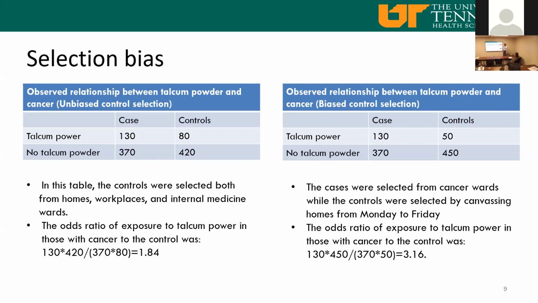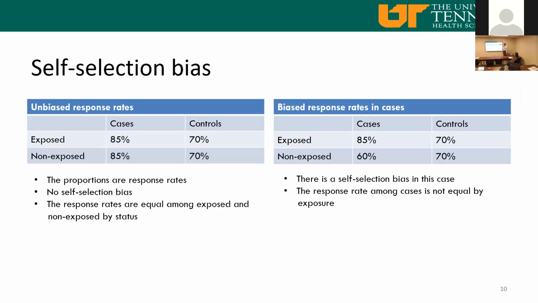And so, in this case, the odds ratio of exposure to talcum powder and those with cancer to the control was about 3.16 as compared to 1.86. And so, in this case, the bias of control selection drove the association away from the null. This one is another example of selection bias.